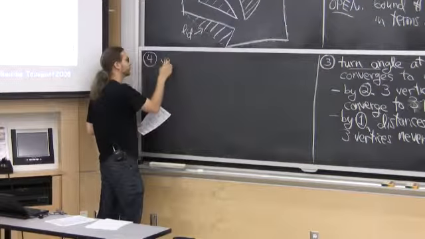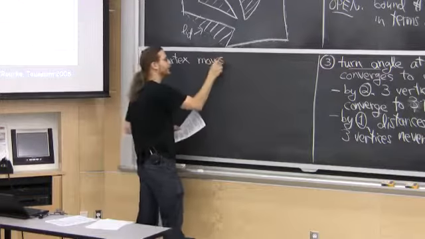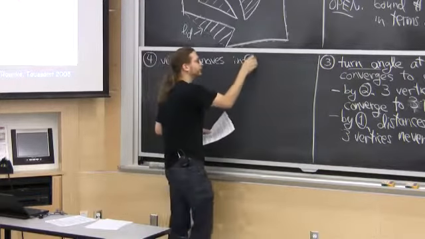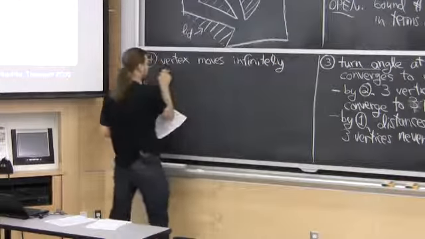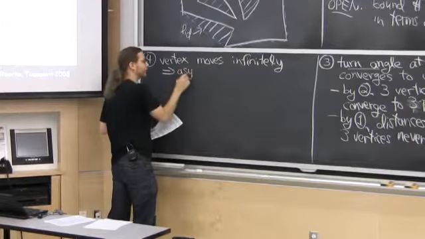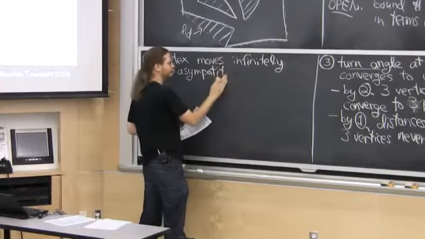We want to prove that if a vertex moves an infinite number of times, so it changes its location an infinite number of times, then in the limit, and now I'm going to use another word for in the limit, which is asymptotically, if I can spell it right.